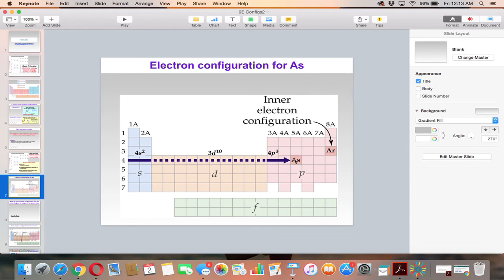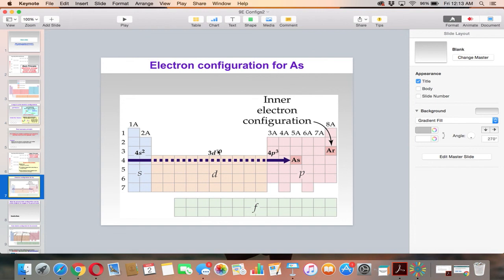And if I said how many valence electrons, those would be electrons on the outside, and you're in group 5, so you would have 5 valence electrons, or you could just add the S and the P, which is 2 electrons here, 3 electrons here.